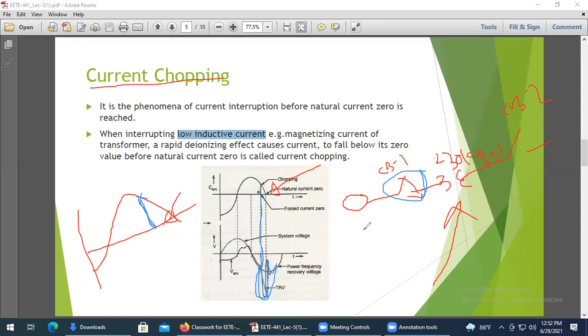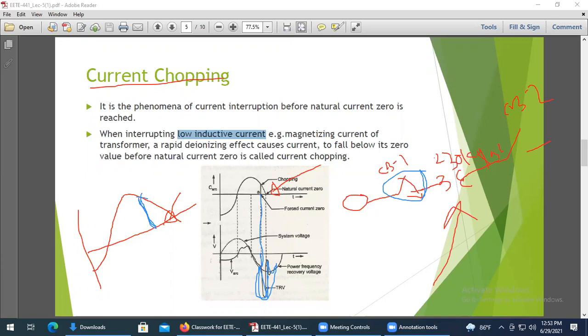Do you have any question? Hello, sir. Yes, go ahead. Sir, can you explain again how frequency is changed in the two figures, sir?